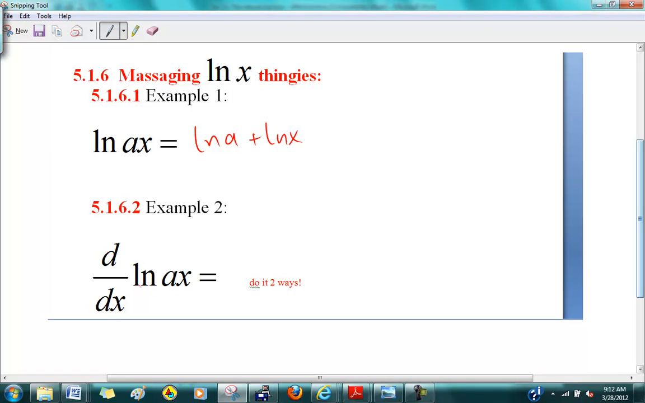And now I'm going to differentiate ln ax. I'm going to do it two different ways. I know that this is equal to this. So in order to differentiate this box, it's the same thing as differentiating this box.